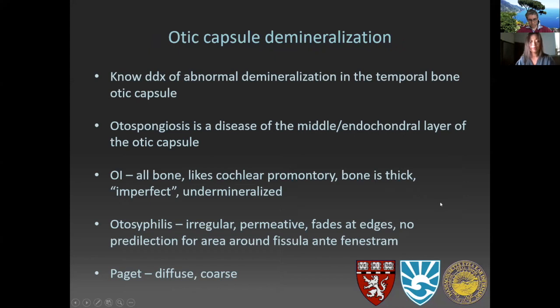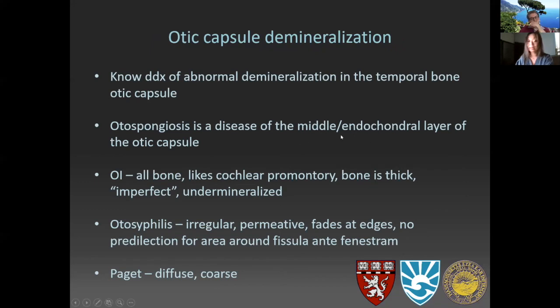So the take home is basically how to think about otic capsule demineralization. We should know the differential: otospongiosis, otosyphilis, Paget, and osteogenesis imperfecta. You could think about osteoradionecrosis. We've had a couple of cases, but those would not be bilateral, and typically you'd see some changes in the EAC, and maybe in the mandible and the TMJ area.